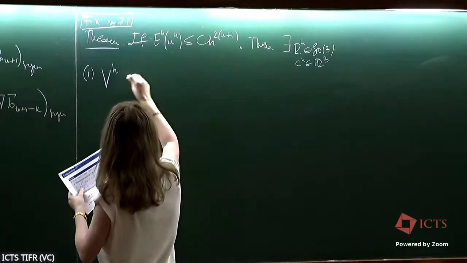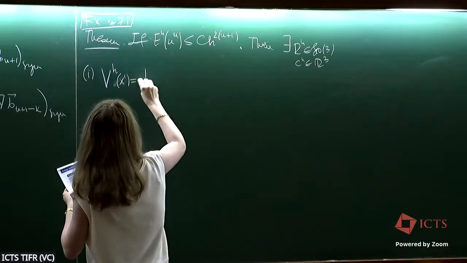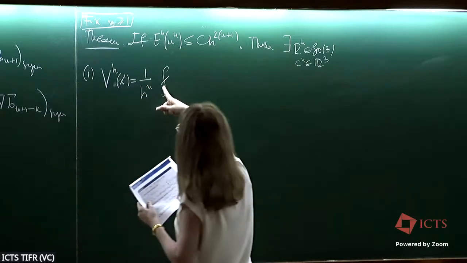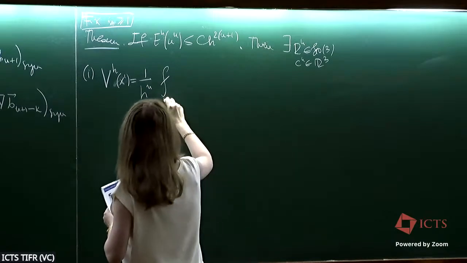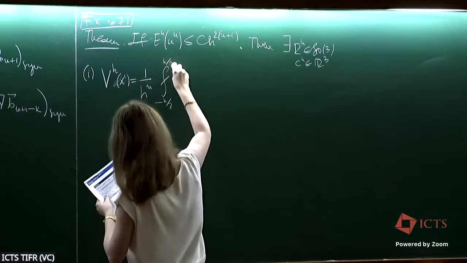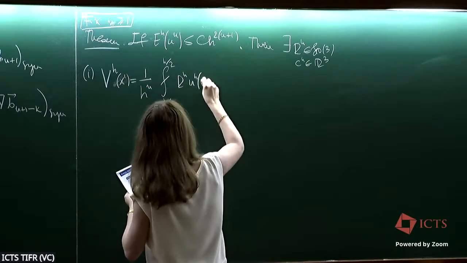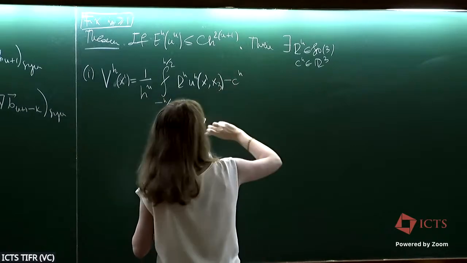So VH is defined, VH of x prime, is defined as 1 over h to the power n. Now I take the average. So I have a further 1 over h here, from minus h half to h half. This RH UH at x prime, x3, minus CH.